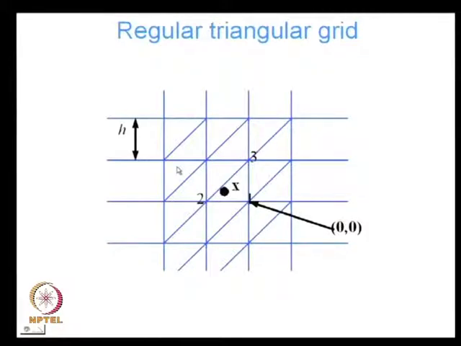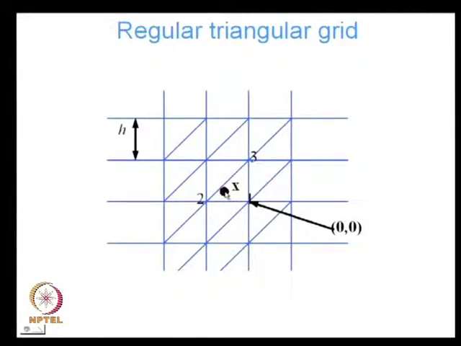Okay, and we also looked at how we can approximate the Laplacian operator on a rectangular grid, and we also looked at how we can approximate the Laplacian operator on a regular triangular grid. For instance, I have a triangular grid like this with each triangle of side h, and if I want to find out what is the Laplacian at this point x within a triangle, how can I use my difference expressions to find an expression for the Laplacian at this point?